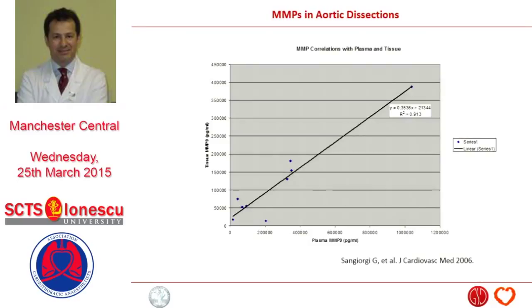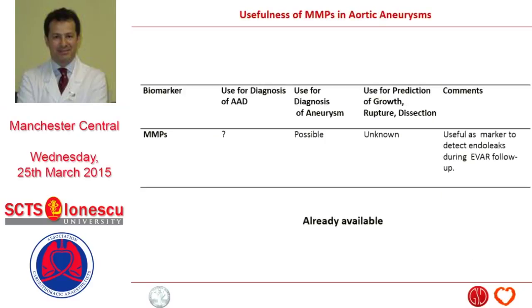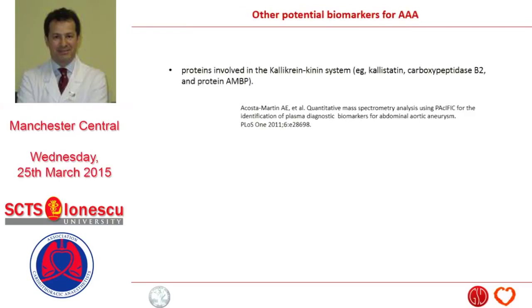And we were also able to check the role of MMPs in acute dissection, and we saw that MMPs usually increase during the subacute phase, a couple of weeks after the onset of symptoms. So usefulness is not completely clear for MMPs in the setting of a regular study of the aneurysm, but they might be useful as a marker for detecting failure of TEVAR and EVAR, and this is already available on the market.